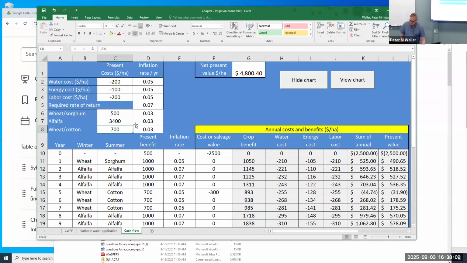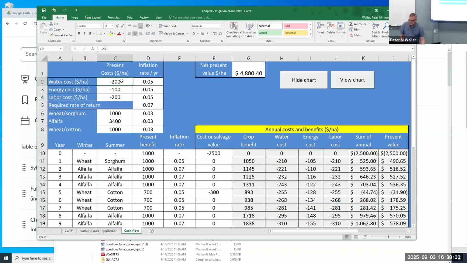Okay. And we didn't get a value for wheat or sorghum. And that would be for the whole year, for the whole rotation. But let's just say it's $1,000 for wheat, cotton in crop price.